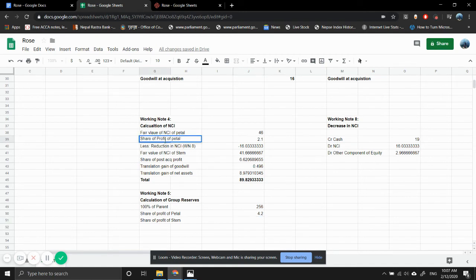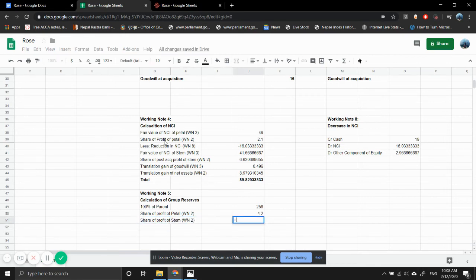Okay, so let's reference it over here. I'm working with working note number 2 of stem, and this is also from working note number 3, working note number 2, and this is also from working note number 3. Share of profit, this is from working note number 2. So this will also be from the same working note.